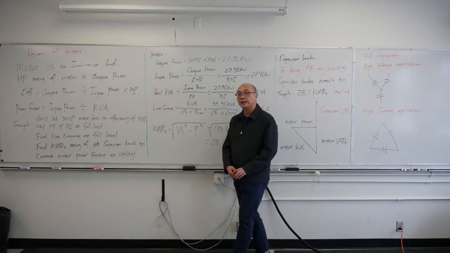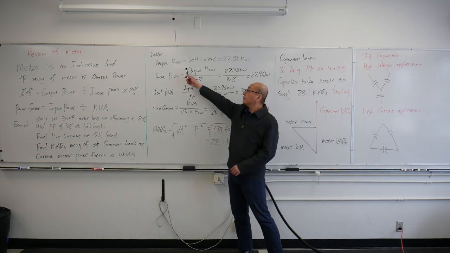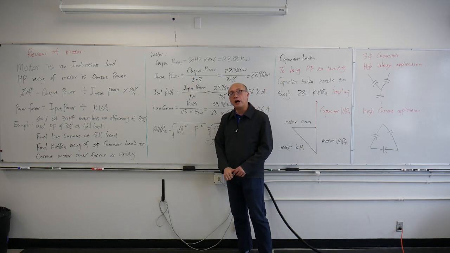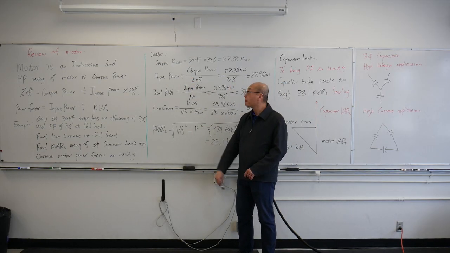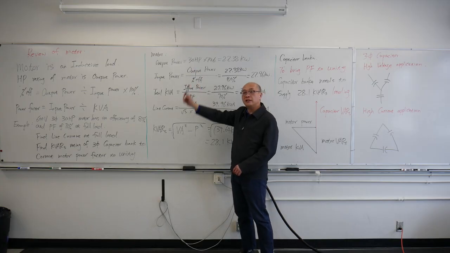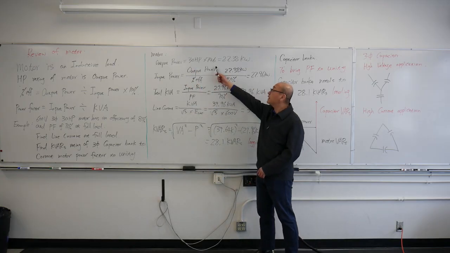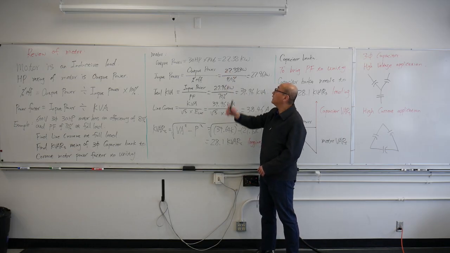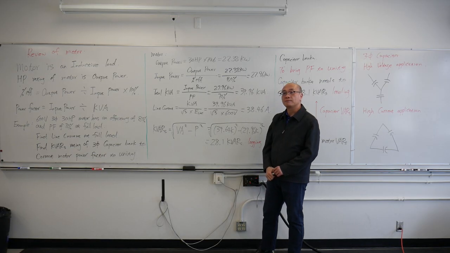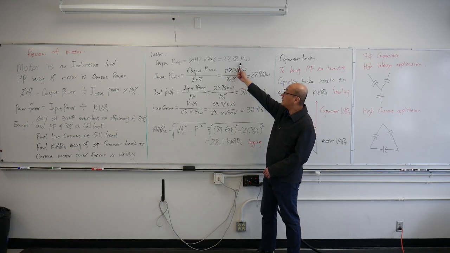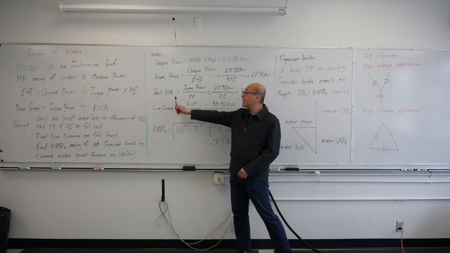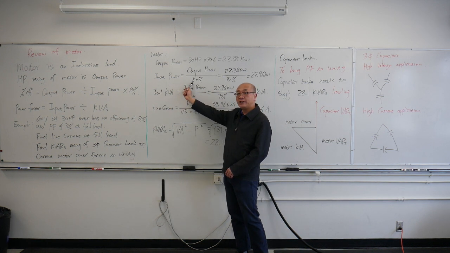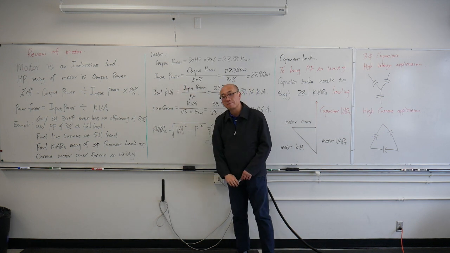Here are the steps we're going to take. First, for the motor, we can find the output power. The output power is 30 horsepower times 746, since 1 horsepower equals 746 watts. We get 22.38 kilowatts. Once we find the output power, we can use the percent efficiency to find the input power.